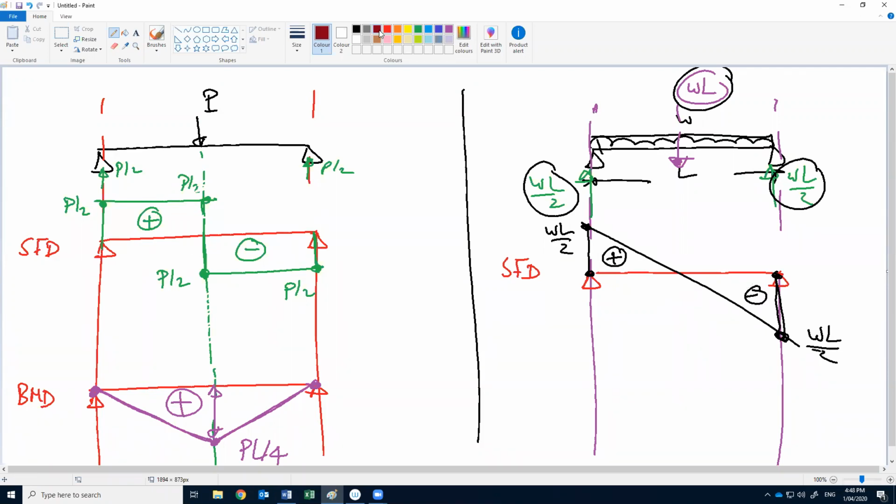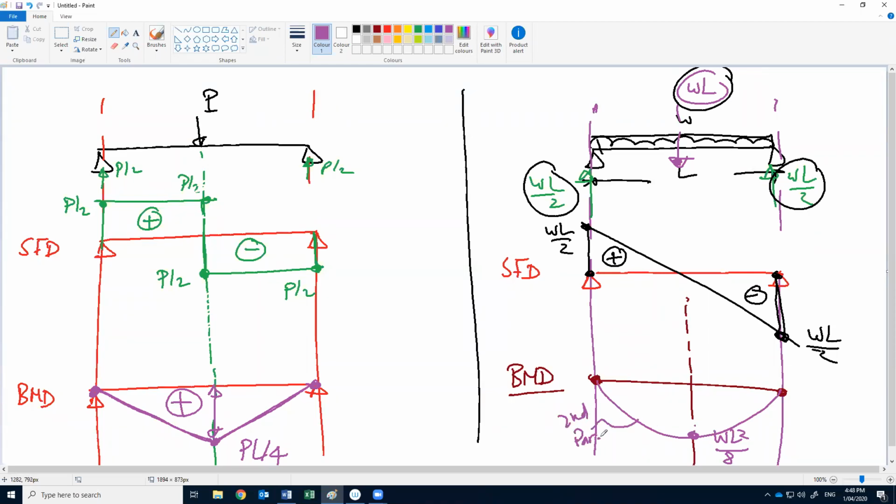Okay, for the bending moment diagram, the moment at the start 0, the moment at the end 0, the maximum moment is here at the middle, WL square by 8, and we connect this with a second degree parabola. Okay, and the sign convention will be positive.